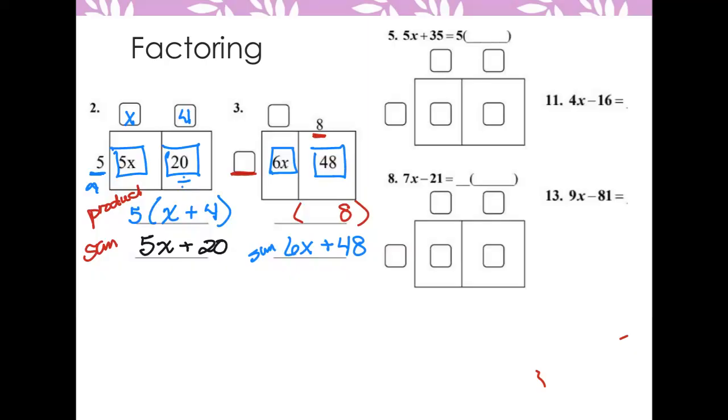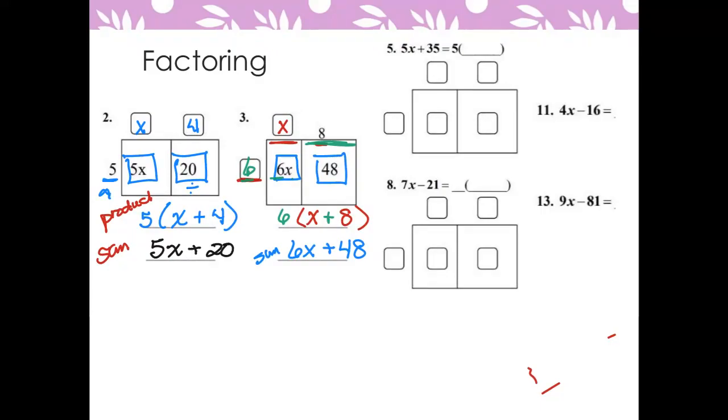So if you take 48 divided by 8, what must be the greatest common factor? 6. So this is going to be 6 over here. So we're factoring out the 6, and 6x divided by 6 leaves me with x up here. This amount is x, and this amount is 8, so I will add those together. So that's your product. Okay? Are you with me? Okay. Questions on that?